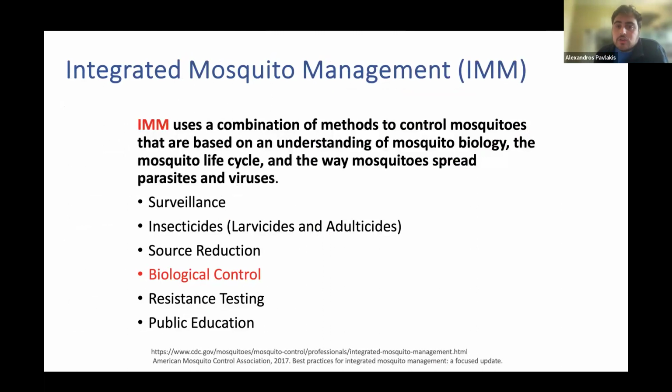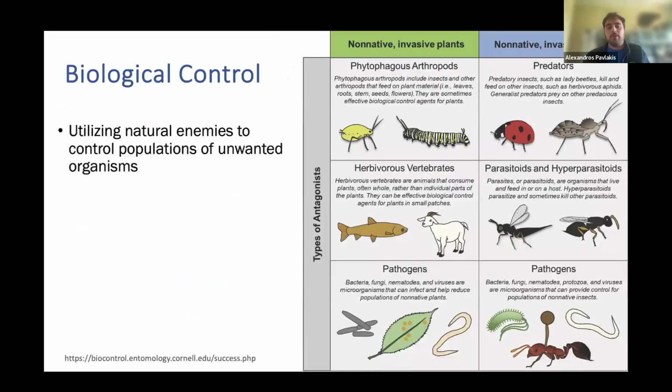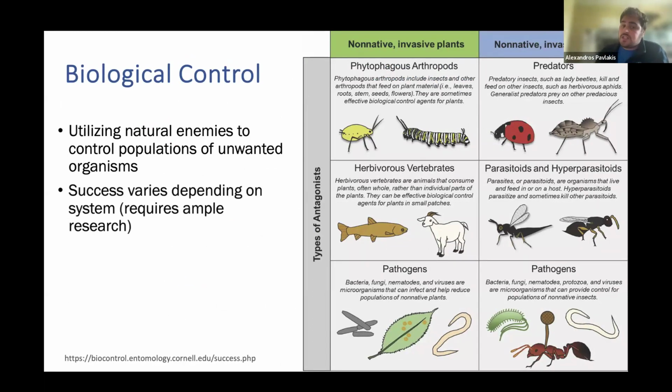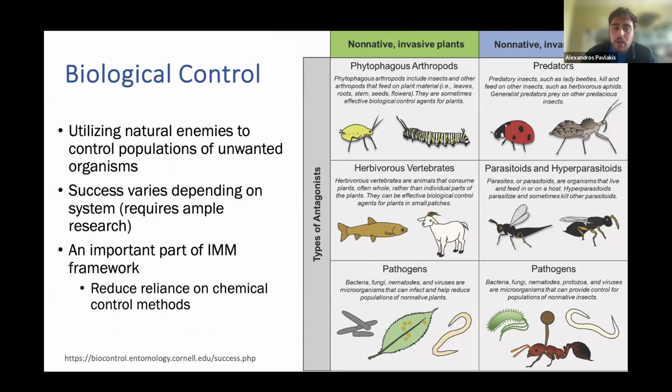And next, let's move to biological control. These are a really cool and important part of integrated mosquito management programs. Biological control is just utilizing natural enemies to control populations of unwanted organisms. The success of biological control depends on the system and the environment that you're doing it in, so it requires a lot of research within your own area to make sure that it's actually useful and effective. But this is a very important part of an integrated mosquito management framework, because it reduces the reliance on chemical control methods if used correctly.